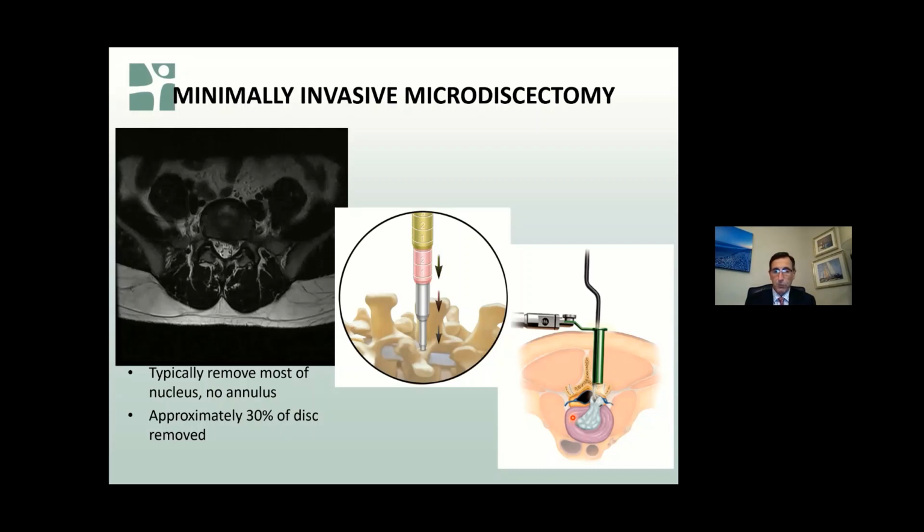The reason that we remove most of the nucleus is because we want to prevent a recurrent herniation. We want to prevent another piece from coming out and doing the same thing. And, it's felt by most surgeons that if you clean out the inside of the disc, you take out any loose pieces, that there's less likely to be a recurrent herniation.